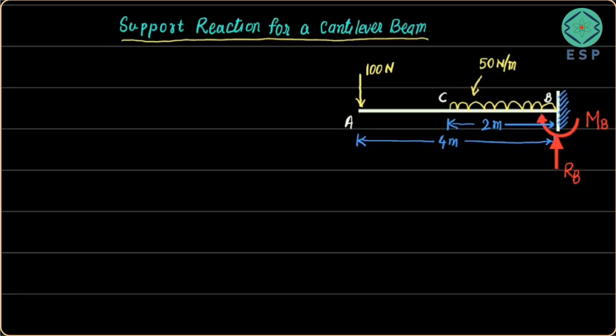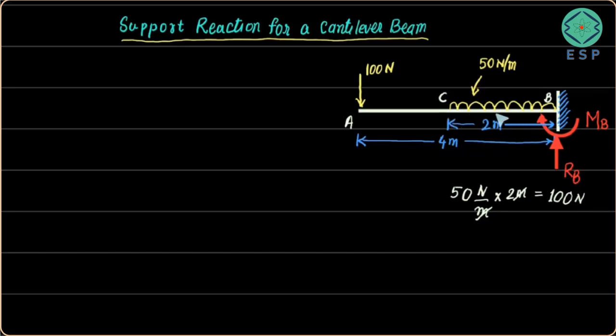So we shall be using the condition of static equilibrium. This is a uniformly distributed load. So in order to calculate the support reaction, we have to convert this uniformly distributed load into a point load. For that, we will multiply the intensity of load with the length over which it is acting. So 50 Newton per meter is the intensity, acting over the length of 2 meters. So the overall point load will be 50 Newton per meter multiplied by 2 meters. So the meters get cancelled out, and 50 into 2 is 100. So the equivalent point load value is 100 newtons.